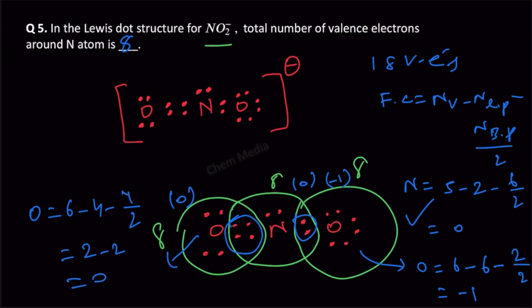By the way, when we write the Lewis structure for ions, whether it is a cation or anion, we usually mention the Lewis structure and then put a square bracket and then mention the net charge. That's the way we specify the Lewis structure of cations and anions, and therefore this is a better way of representing Lewis dot structure for nitrite ion.